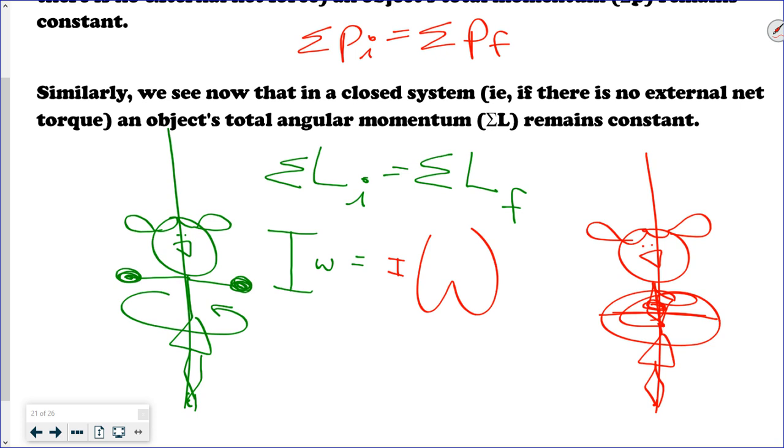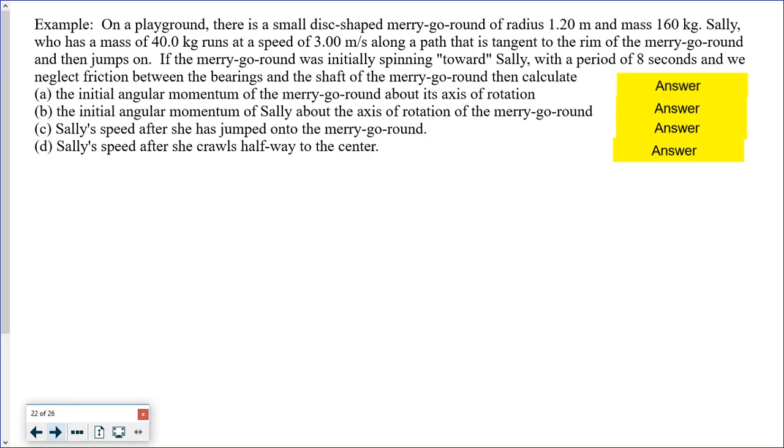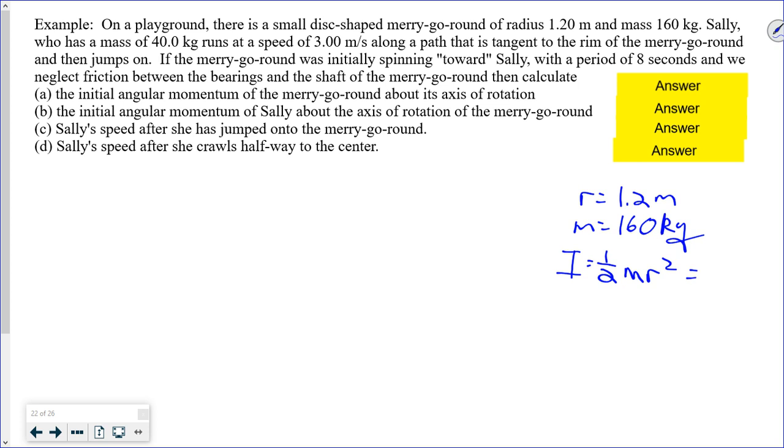This example hits a number of important points, so there's a lot going on with it. So here we go. On a playground, there's a small disc-shaped merry-go-round. The radius of the merry-go-round is 1.2 meters, and the mass of the merry-go-round is 160 kilograms. It is disc-shaped, and thus I is going to be 1/2 mr squared. If you plug your numbers into that, the I for the merry-go-round turns out to be 115.2 kilogram meters squared.